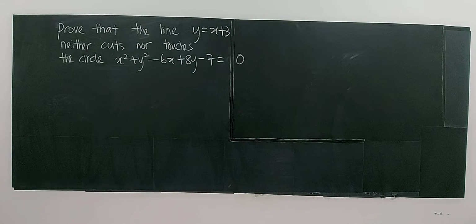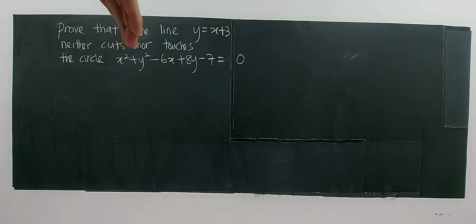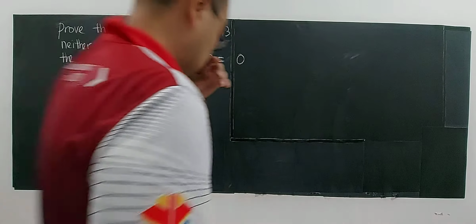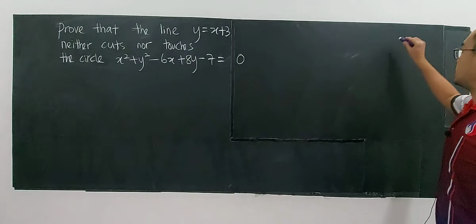Alright, okay, let's solve this question. This question is asking us to prove that the line neither cuts nor touches the circle. Means that the line, okay, then this is a circle, right?